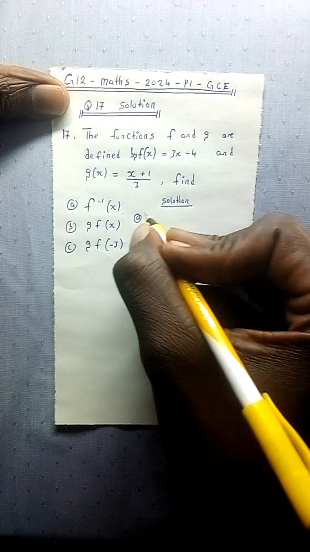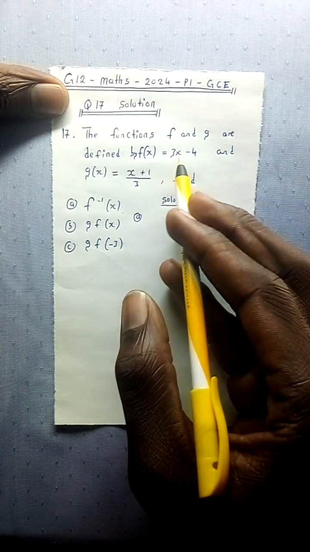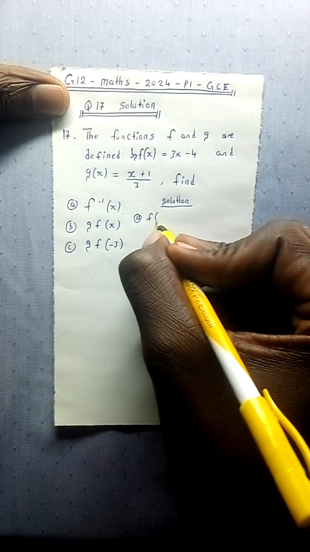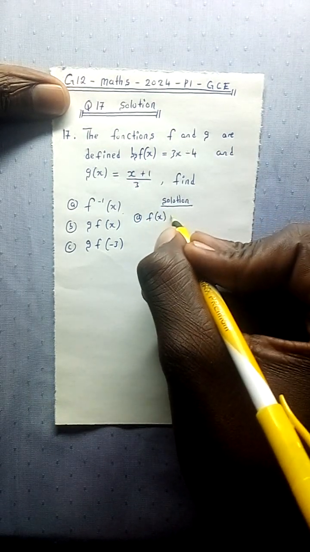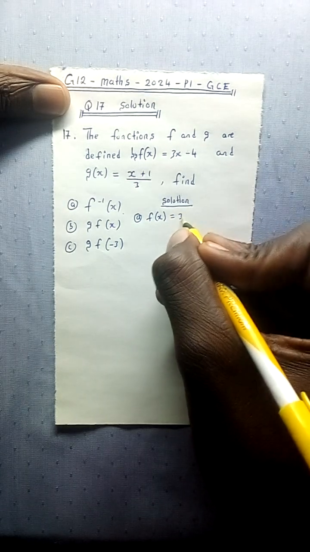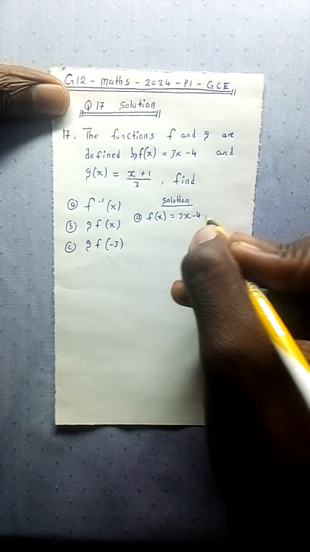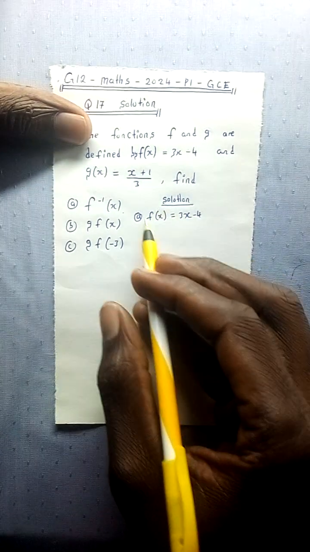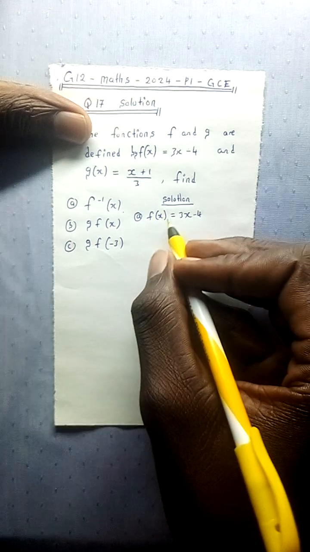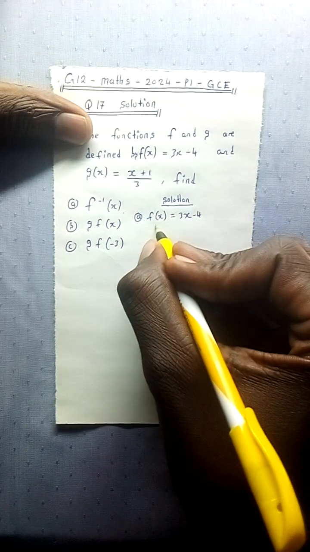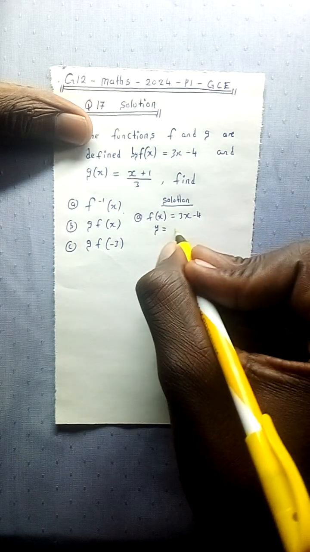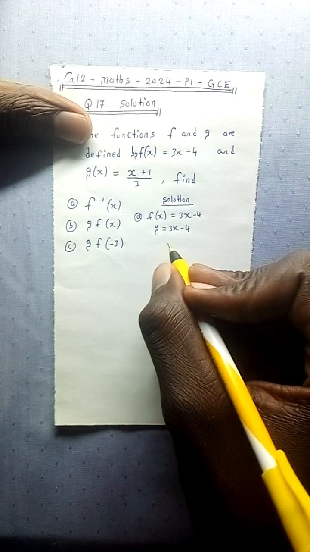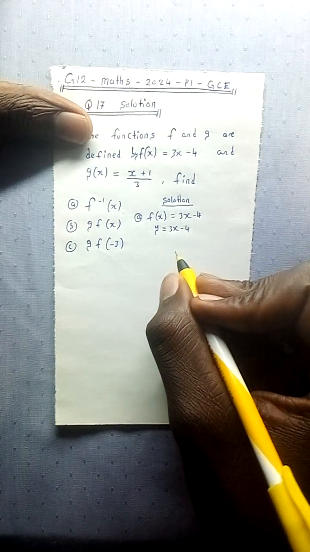So for part A, they want us to find the inverse of this function, which is f of x being equal to 3x minus 4. How do we find the function? Well, we start by replacing this with y, which will be equal to 3x minus 4. Then from there we make x the subject of the formula.